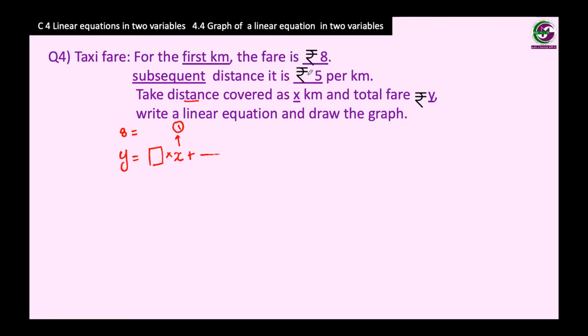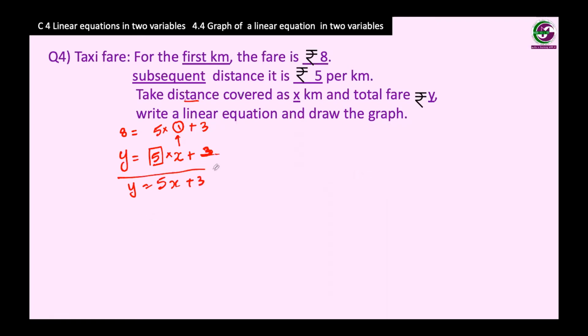And each time, what number is increasing? 5. So 5 times 1 is 5, plus what gives you 8? It is 3. So the first number to be multiplied by x is 5, and the number to be added for each subsequent kilometer will be 3 here. So let's rewrite: y is equal to 5x plus 3. This is the equation.